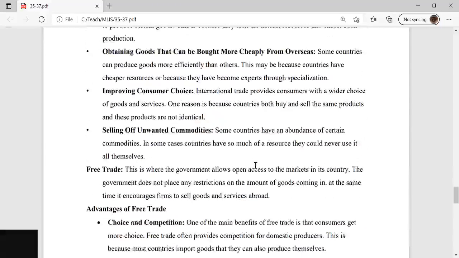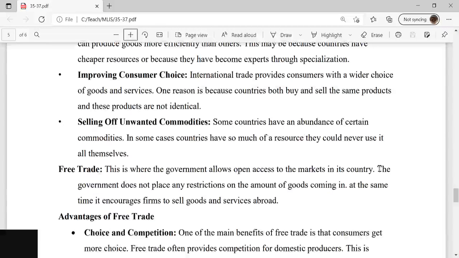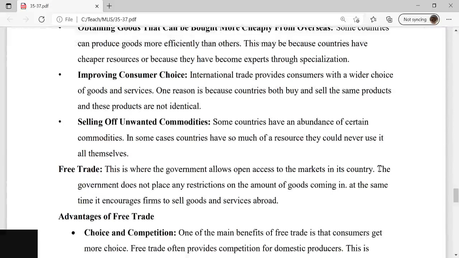Then we have improving choice. We have so many options. Then we have selling unwanted goods, goods that you have in abundance. If you think about the Middle East, they have a huge oil supply, so they don't need so much oil and can transfer it to other countries. The petrol, octane and other kinds of oil in our country are mostly from the Middle East, from Qatar and other countries.